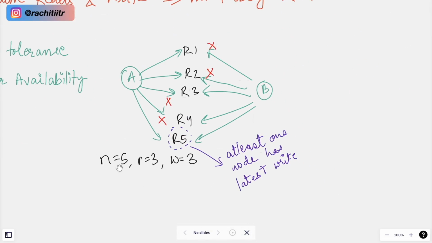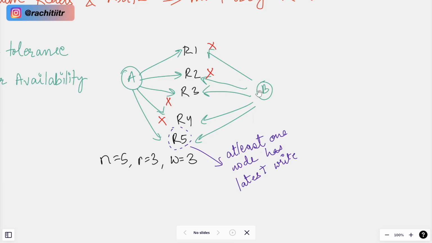So let's say n is 5, so you are performing replication. It means you are performing reads and writes across 5 machines. And let's say r is 3 and w is 3. So when you're performing this write to 5 machines, let's say 2 were down. So you got 3 successful writes, which is a quorum write.